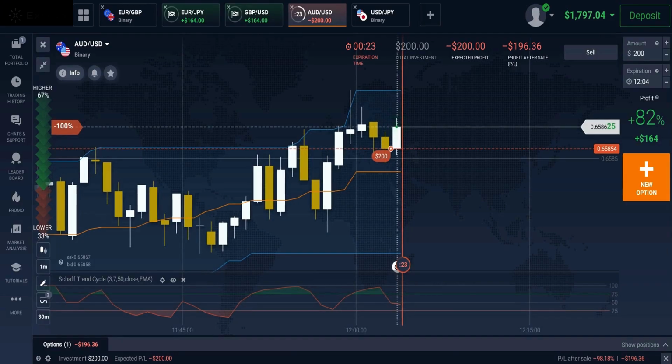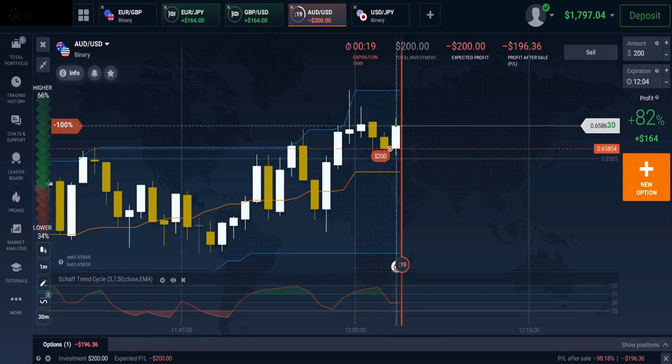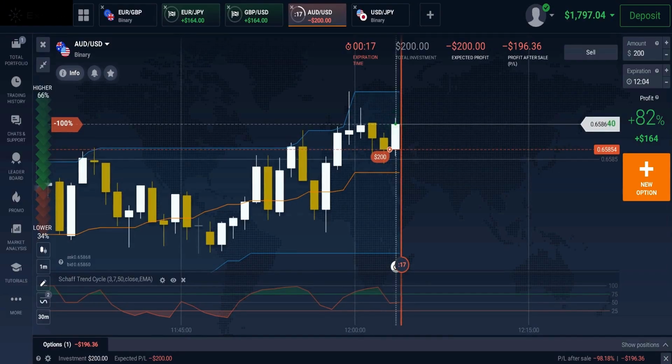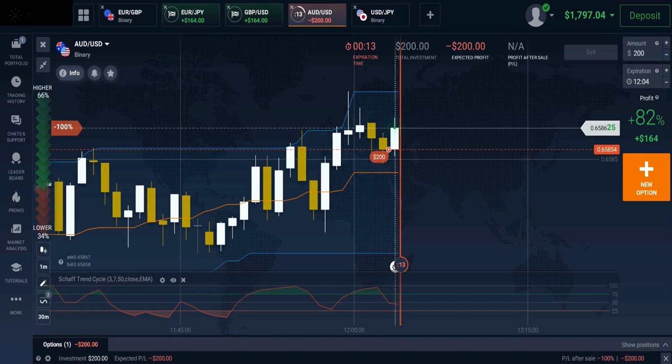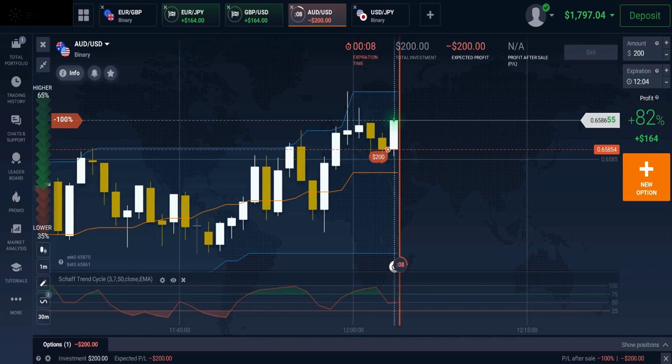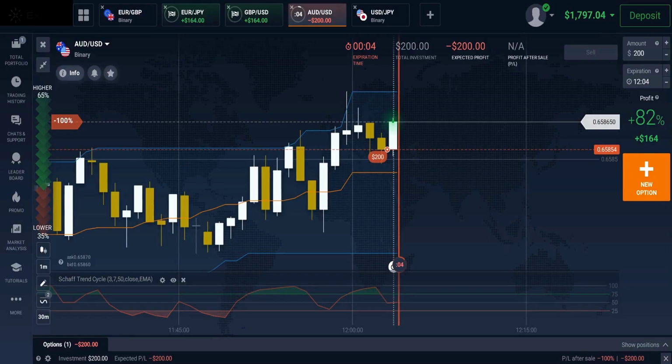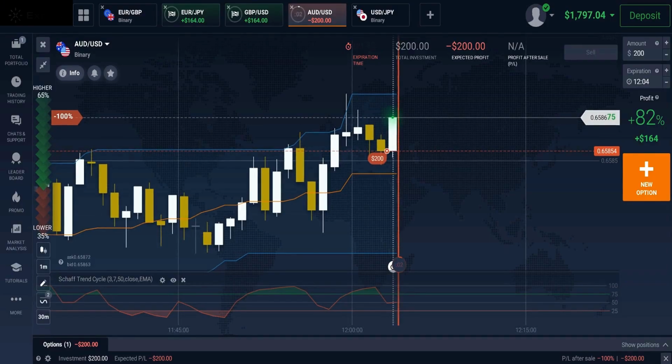Stay calm. Losses are part of the trading journey. Trust the strategy. A good strategy wins over time, not in every single trade. Stick to the plan. Don't panic and change strategies after a loss. Remember, trading is a game of probabilities, not guarantees. The key to success is consistency, patience, and discipline.